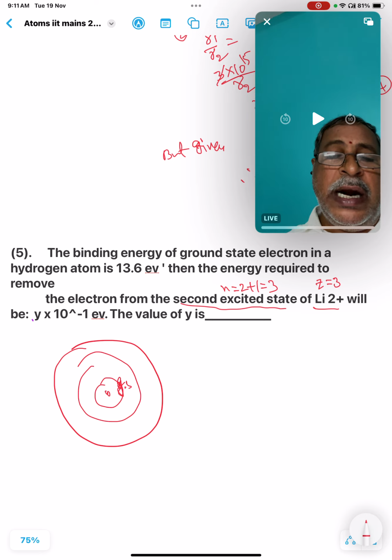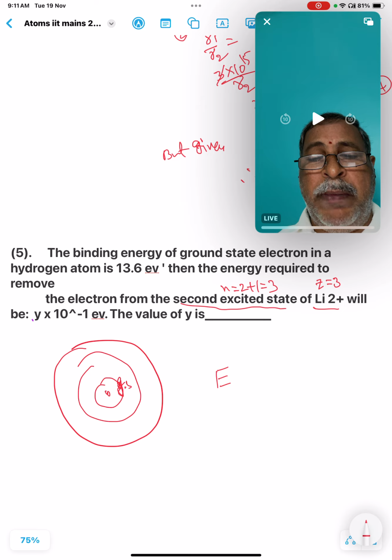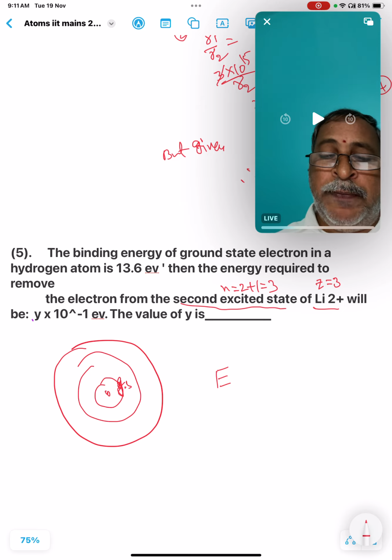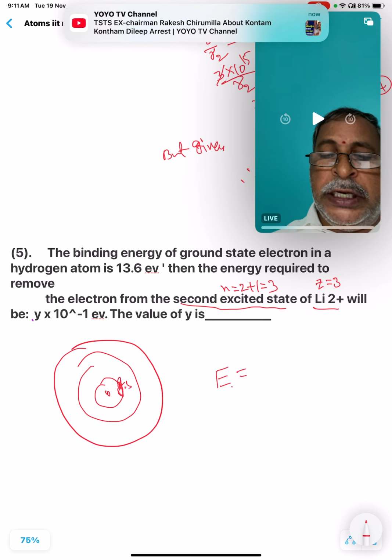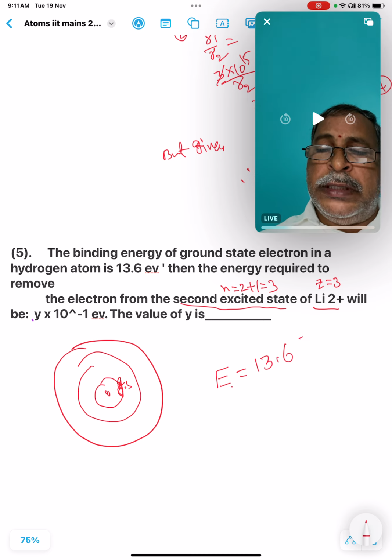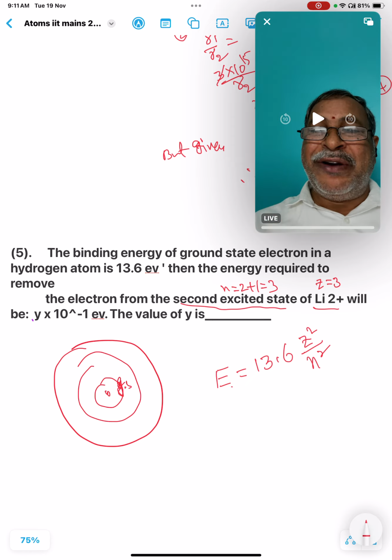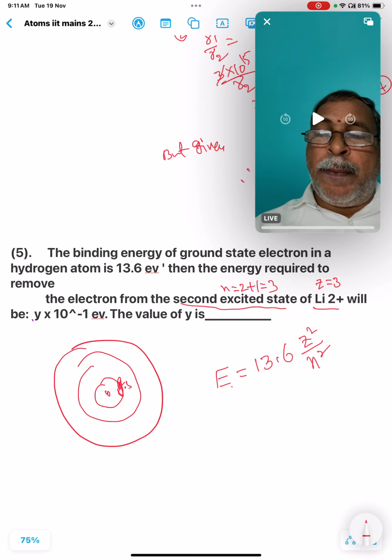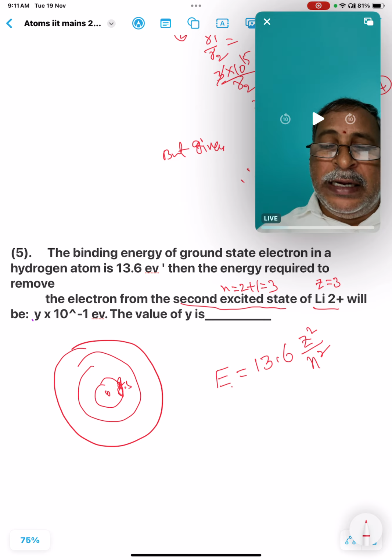So my dear students, whatever the orbit it may be, whatever the element it may be, you can frame one formula for energy. So energy is equal to 13.6 Z square by n square, my dear students. This is the general formula for the energy of an electron revolving in a particular orbit of a particular element. So if you know the Z value and n value, you can calculate. Where 13.6 is the energy of the electron in the ground state.